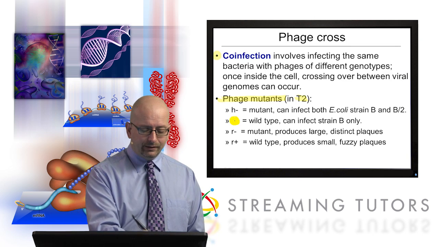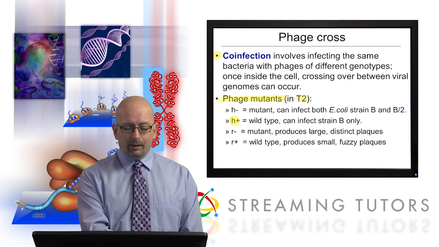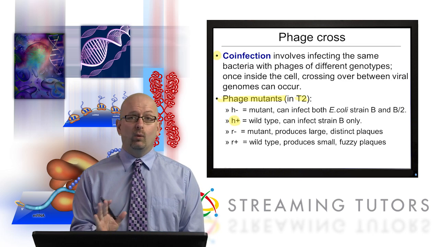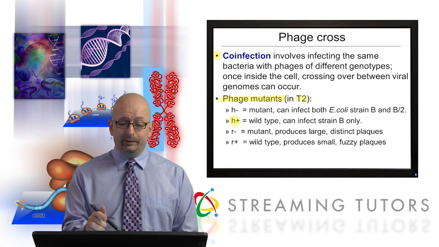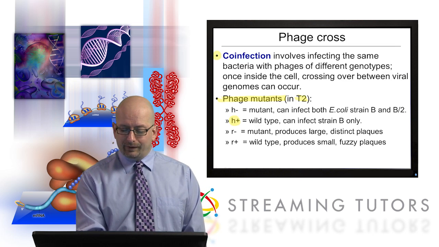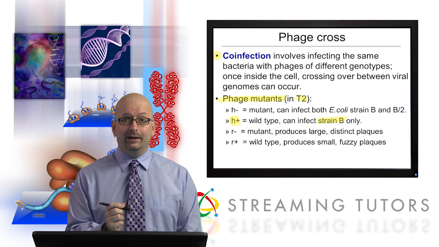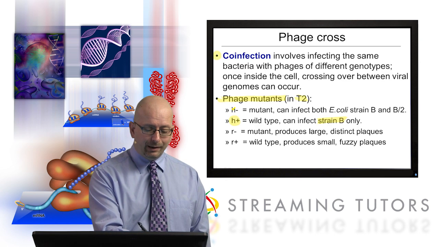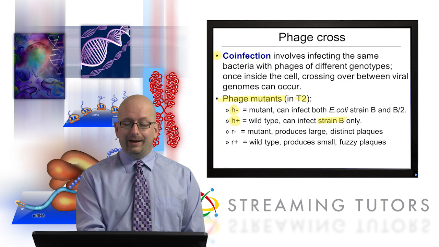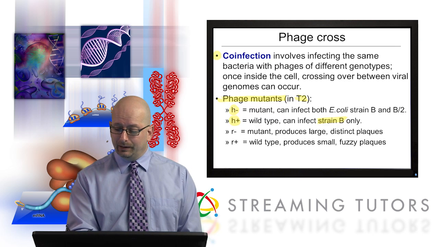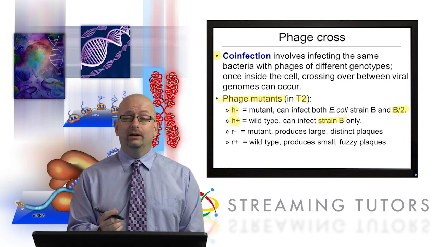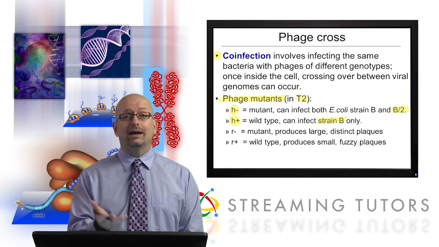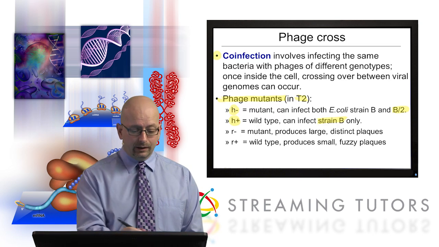Now, the wild type for H, and don't worry about why, there are many, many strains of E. coli, but the wild type can only infect this strain called strain B. But this H minus mutant can infect not only strain B, but what's called B/2. So that's the difference between the wild type and the H minus mutant.